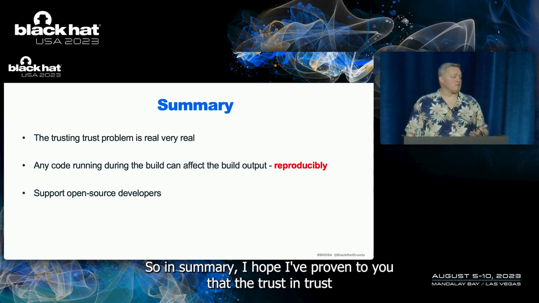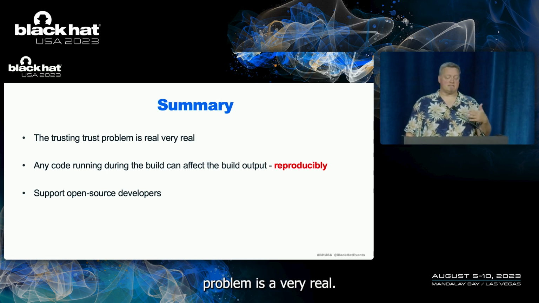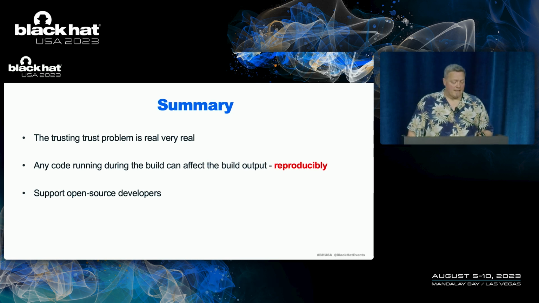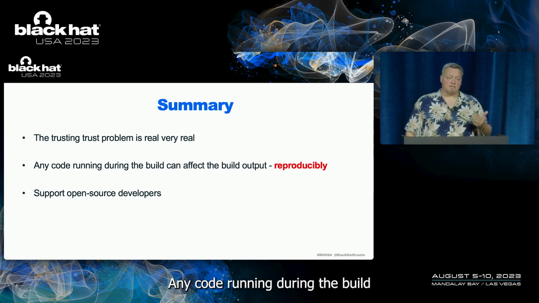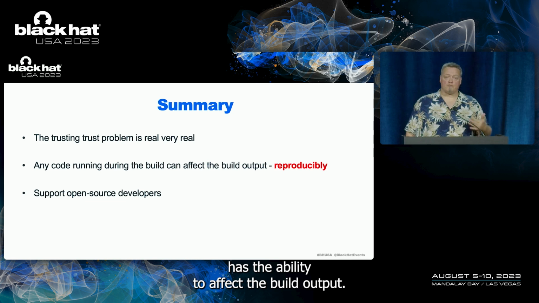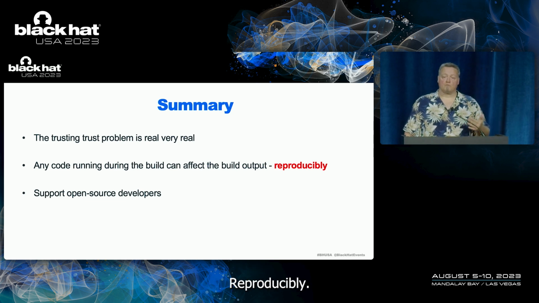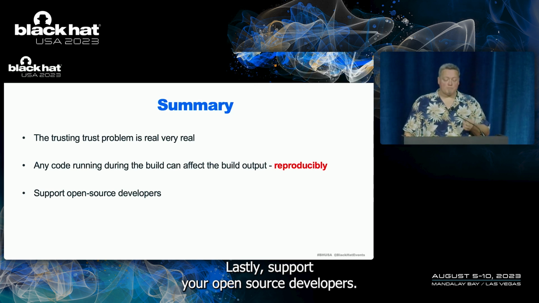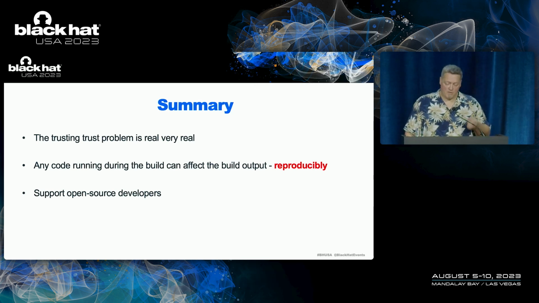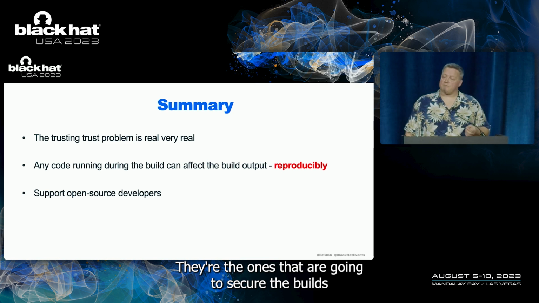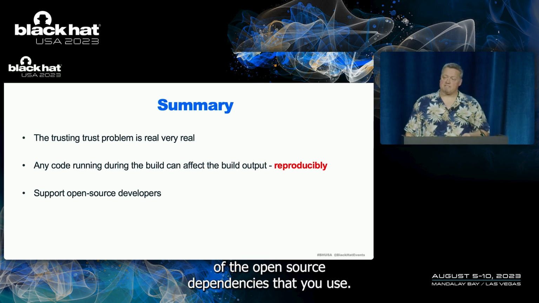So in summary, I hope I've proven to you that the trusting trust problem is very real. Any code running during the build has the ability to affect the build output reproducibly. Lastly, support your open source developers. They're the ones that are going to secure the builds of the open source dependencies that you use.